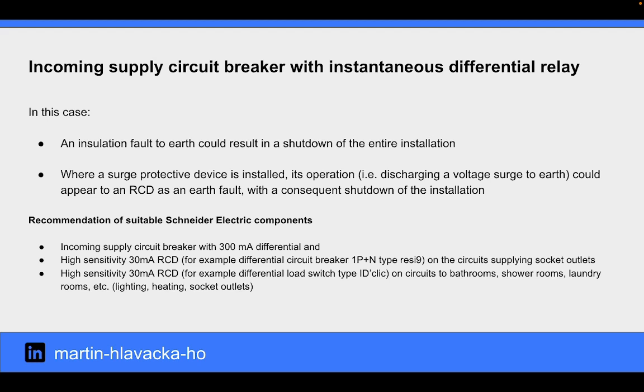An incoming supply circuit breaker with an instantaneous differential relay. In this case, an insulation fault to earth could result in a shutdown of the entire installation. Where a surge protective device is installed, its operation could appear to an RCD as an earth fault, with a consequent shutdown of the installation.